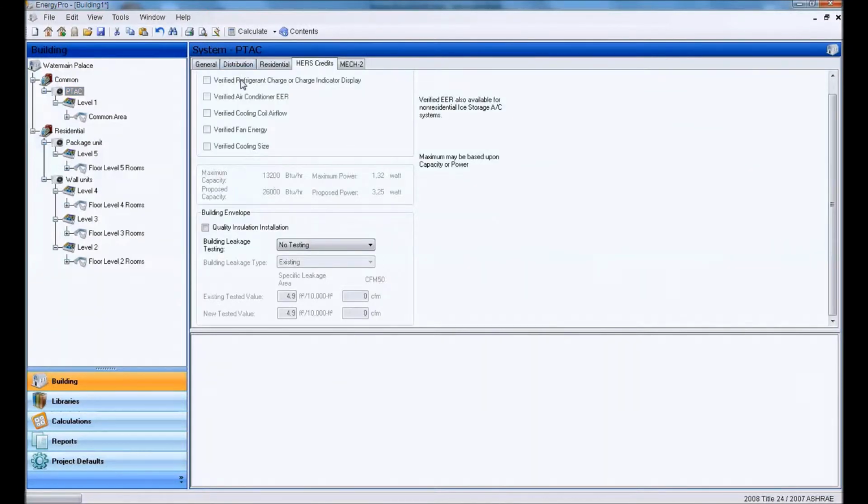The HERS tab will put in information about our cooling verification. Since we have a package terminal air conditioning unit, there isn't really any cooling verification we can do. And it has any information on the building's infiltration. And since we aren't going to do any blower door testing, we can ignore this section altogether, and we can also ignore the MEC too.